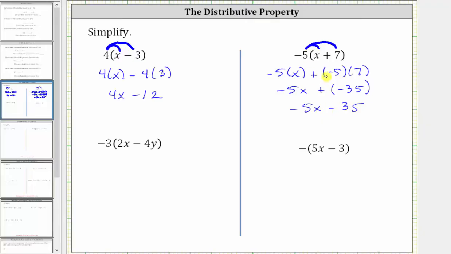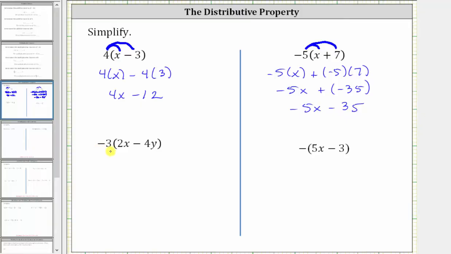So formally, this is what's happening when we distribute negative 5, but we often just think of the two products as negative 5 times x is negative 5x, and the next product is negative 5 times positive 7, which is negative 35. Adding negative 35 is equivalent to just minus 35. So if the product is negative, we have subtraction. If the product is positive, we would have addition.